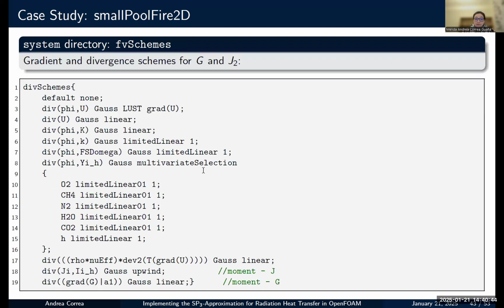The other change that it's necessary to do is in the system directory, in fvSchemes. It's necessary to add both moments, the first and the second moment, to ensure accuracy in the calculations of the gradients and the divergences.